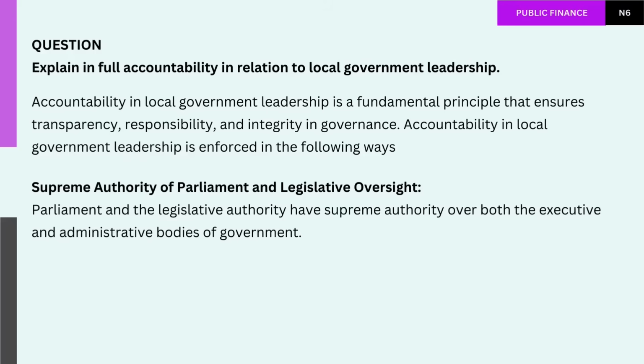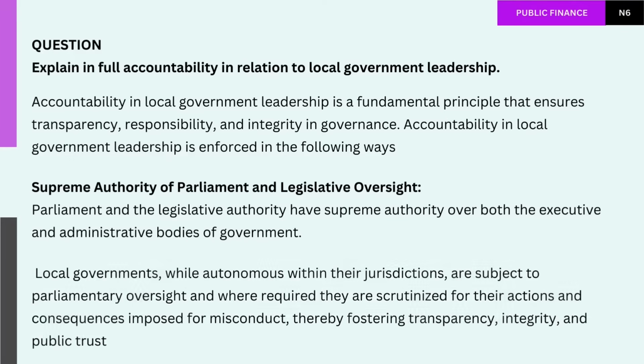Parliament and the legislative authority have supreme authority over both the executive and administrative bodies of government. Local governments, while autonomous within their jurisdictions, are subject to parliamentary oversight, and where required they are scrutinized for their actions and consequences imposed for misconduct, thereby fostering transparency, integrity, and public trust.